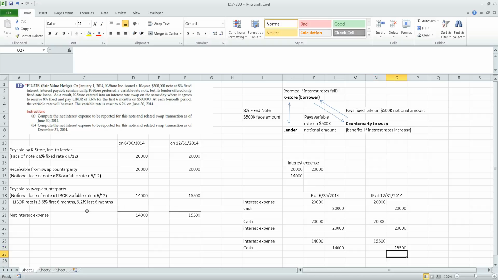So you see, when the dust settles, K-Store has been able to convert its debt from being a fixed rate debt to a variable rate debt, and the bottom line interest expense that they report on their income statement is the interest expense that they would have reported had they been able to borrow from the lender initially at a variable interest rate.